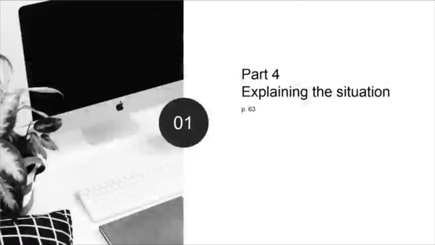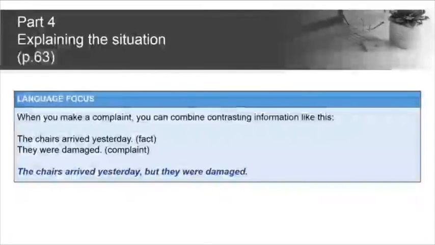Please look at the bottom of page 63. Look at this language focus box. When you make a complaint, you can combine contrasting information like this. The chairs arrived yesterday. They were damaged. And you can write, the chairs arrived yesterday, but they were damaged. It is commonly used in complaint letters to give contrasting information.